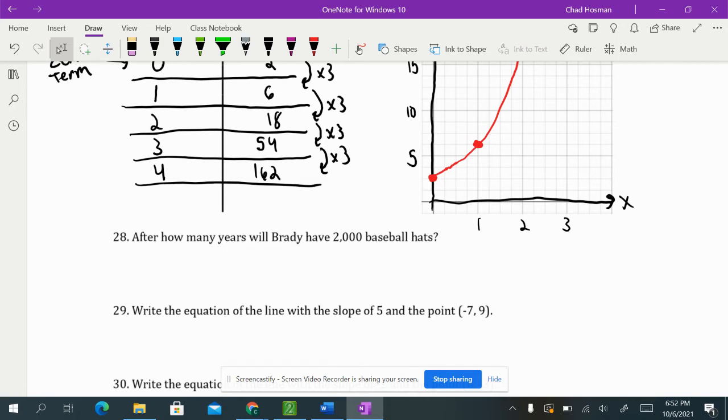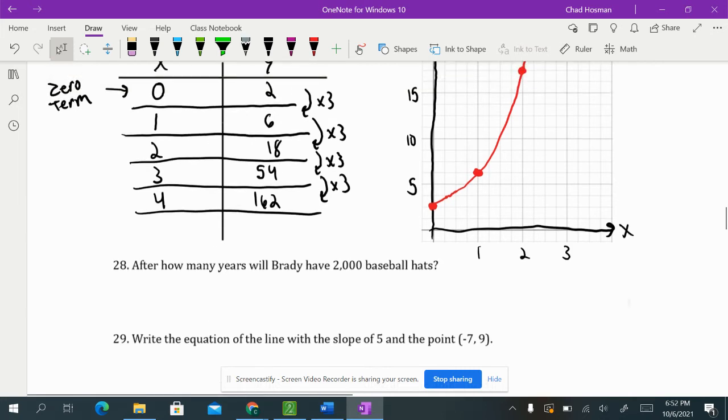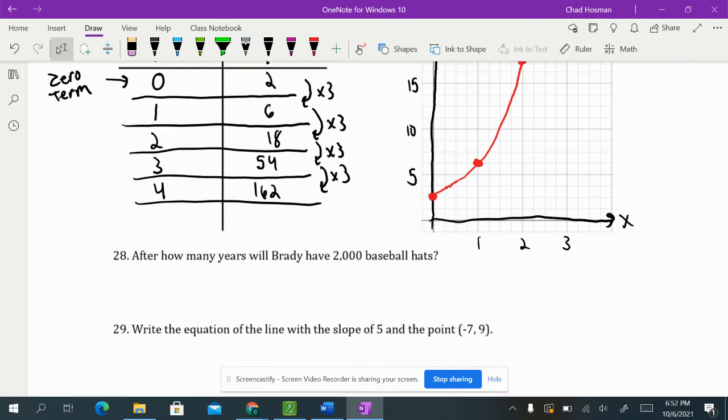After how many years will Brady have 2,000 bats? All right, or sorry, baseball hats. To do this, well, there's a couple things we can do. I would say the best way to do this would be to guess and check. All right. So we can say, okay, well, let's say we want to know what about in 5 years, right? We can use our equation, y equals 2 times 3 to the 5th power, because that'll tell us in 5 years how many baseball hats will he have, right?